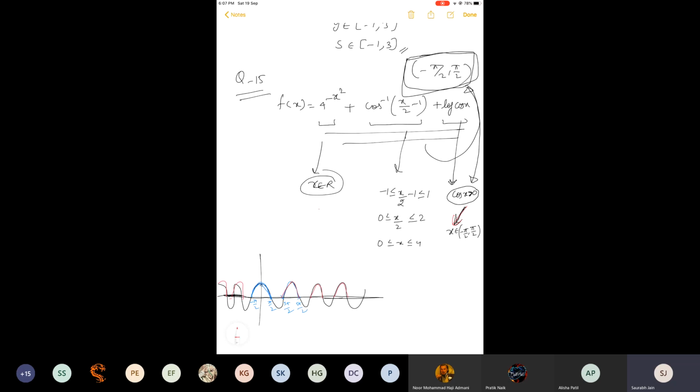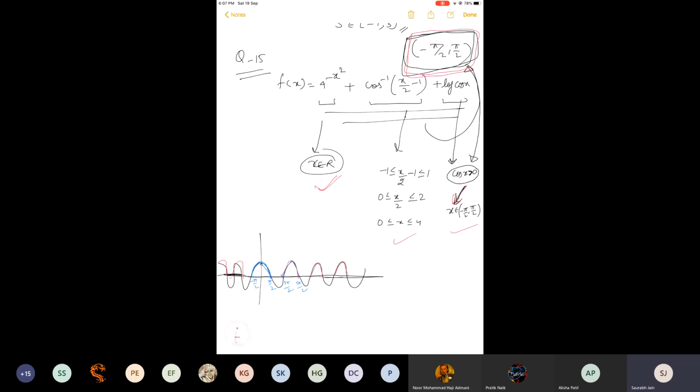Now what to do? We have x belongs to R. From the first one, this is useless. Why? Because x belongs to R will not serve any purpose, because we have to just find those x which are contained in this interval. I hope you are getting it. So from these three, we will take the intersection such that the final answer is contained in this interval. So because of that the answer will be x belongs to 0 closed to pi by 2 open.